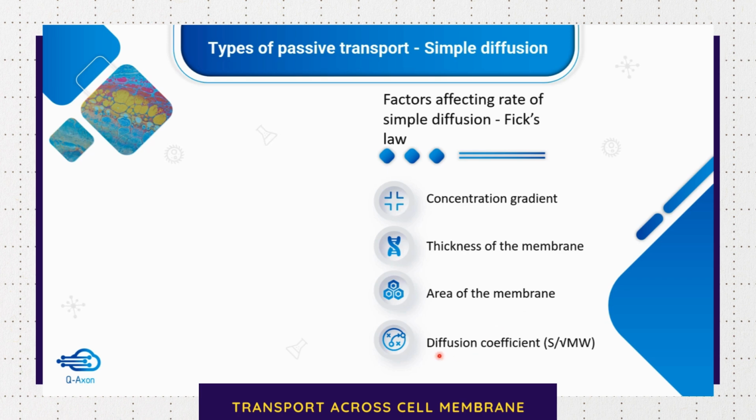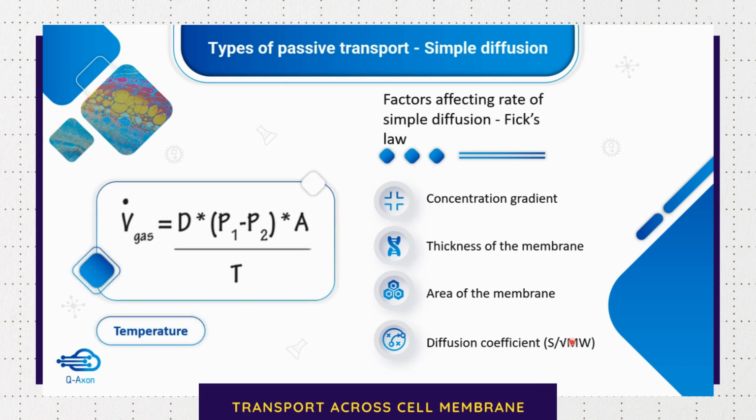And then there is one thing known as diffusion coefficient, which talks about the properties of the substance, that is its solubility and the molecular weight of the substance. So rate of simple diffusion will be more if it is more soluble in the lipid, and it will be less if it is a big substance, its molecular weight is high. This diffusion coefficient is defined as solubility divided by square root of the molecular weight of the substance. So this is how Fick's law gives the factors defining the rate of simple diffusion.